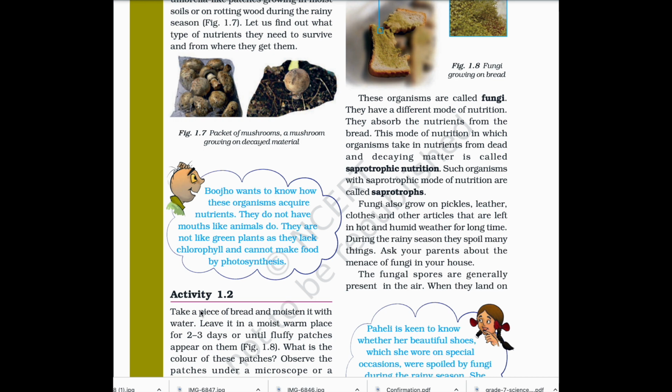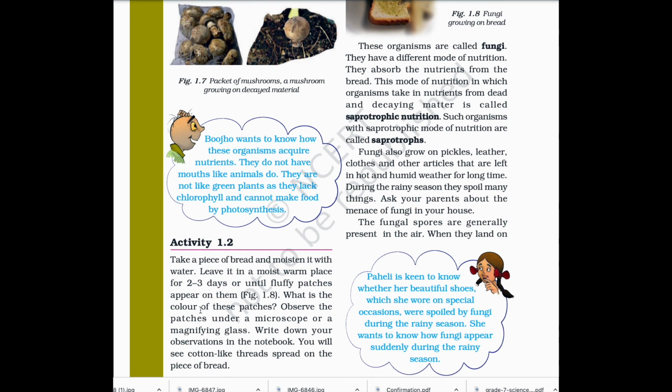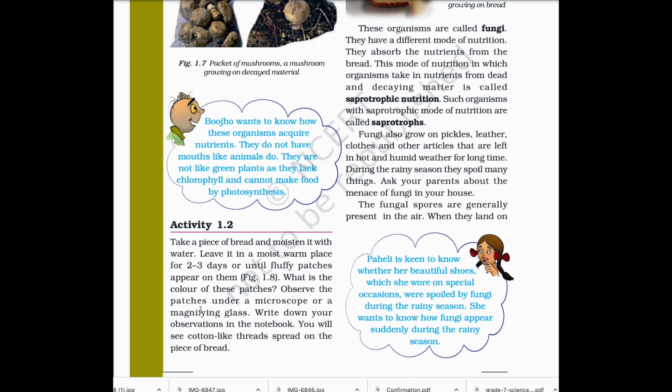Activity 1.2. Take a piece of bread and moisten it with water. Leave it in a moist, warm place for 2 to 3 days or until fluffy patches appear on it. What is the color of these patches? Observe the patches under a microscope or a magnifying glass. Write down your observations in the notebook. You will see cotton-like threads spread on the piece of bread.